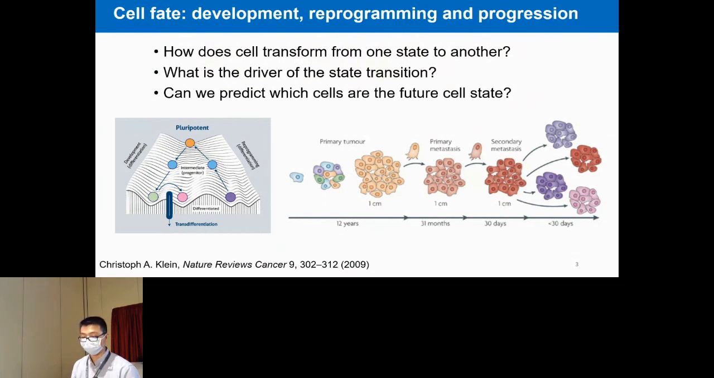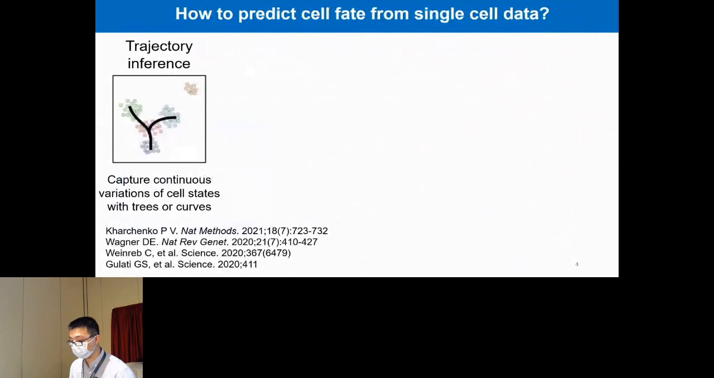Given these questions, usually people will profile single-cell RNA data to study them. So how shall we predict the cell phase from single-cell RNA data? There are four categories of methods developed for this open question. The first is the trajectory inference method. This method captures the continual variation of cell state using tree or curve structure.